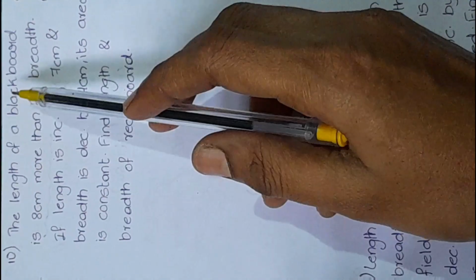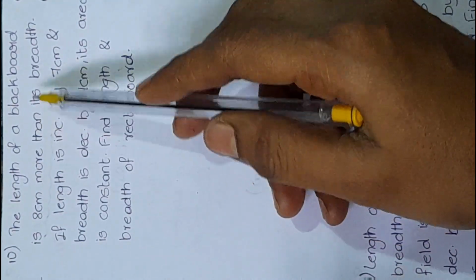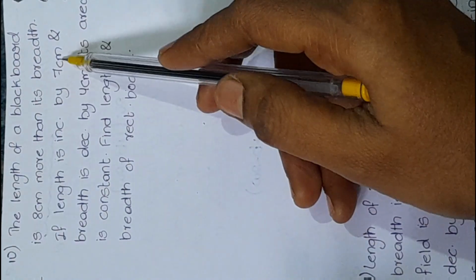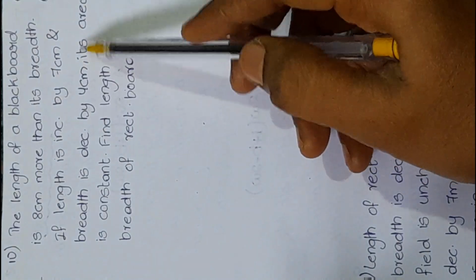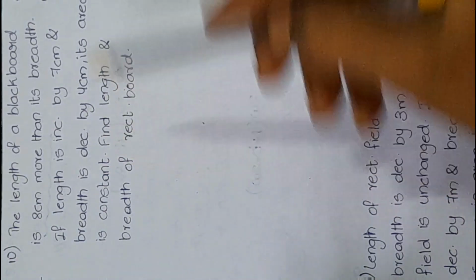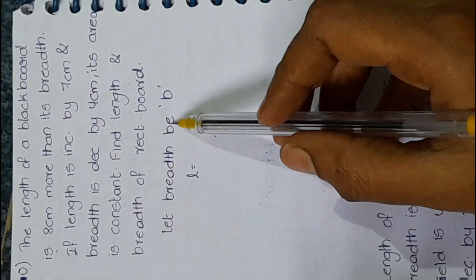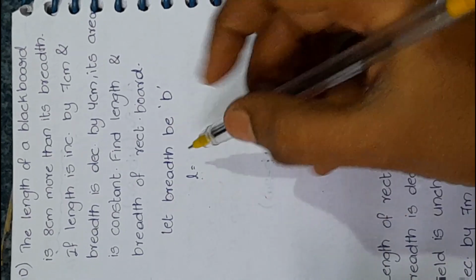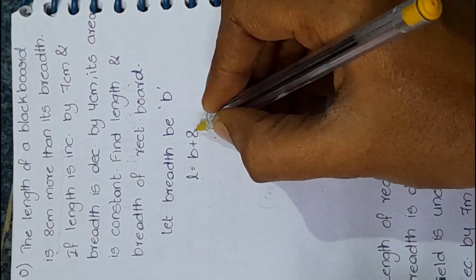Question number 10. The length of the blackboard is 8 centimeters more than its breadth. If length is increased by 7 centimeters and the breadth is decreased by 4 centimeters, its area is constant. That is, there is no change in the area. Find the length and breadth of the rectangular board. Let the breadth be B. Then L is equal to B plus 8, as given in the question.